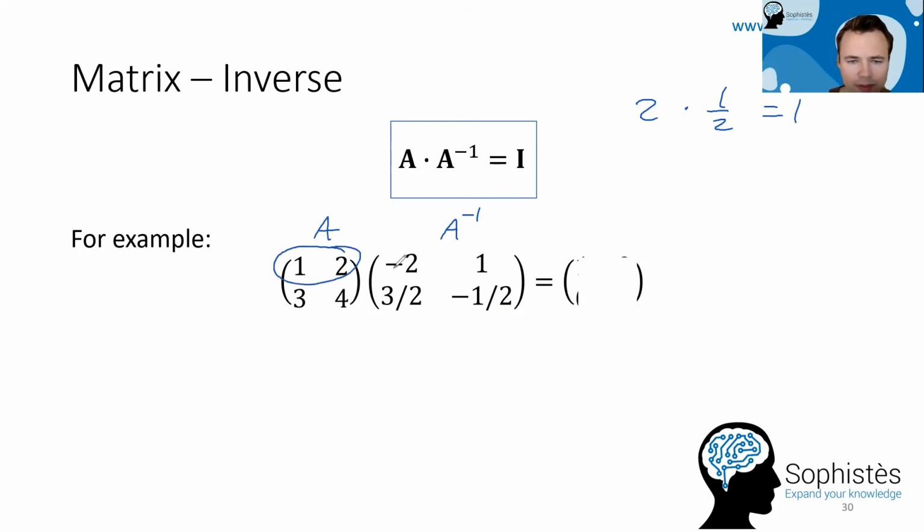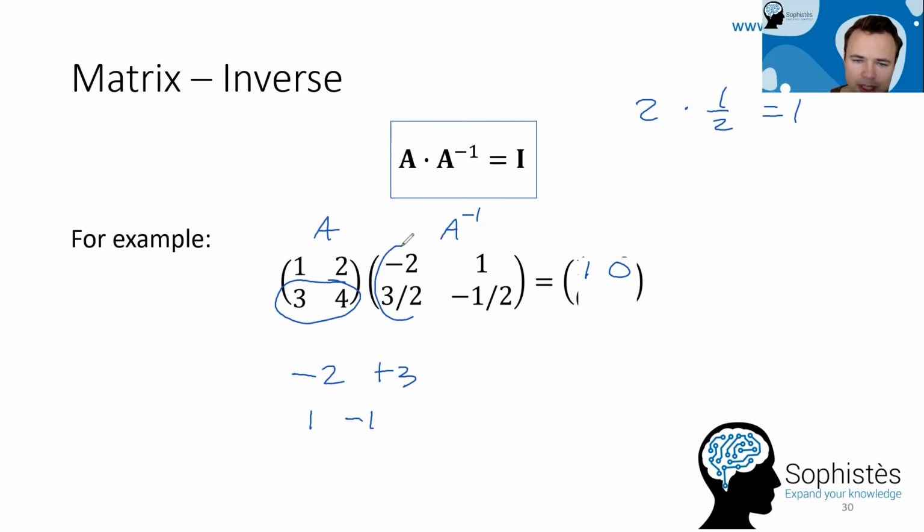So I get this row times this column. So I get 1 times -2, which is -2. And then I get 2 times 1.5, which is 3, right? And this together gives me this 1 here. Then I do this row times this column. So I get 1 times 1 is 1. 2 times a -half is a -1. And this together is this 0 here. So you can do that for all the numbers, and you will see that you end up with the identity matrix. Let's do one more, and then I think you believe me.